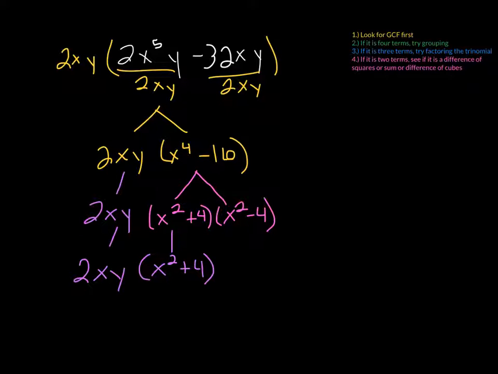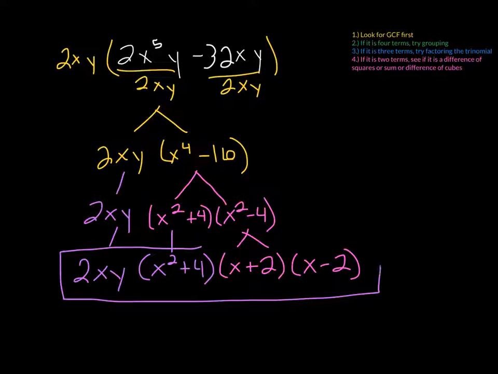X squared minus 4, however, is still a difference of squares. X squared and 4 are both perfect squares, and it's a difference. And the square root of x squared is x. Square root of 4 is 2. So x plus 2, x minus 2. Now x plus 2, x minus 2 are not perfect squares, are not difference of squares, so there's nothing else we can do. So this would be our factored form from 2x to the 5th y minus 32xy.